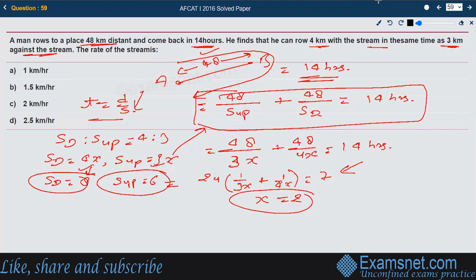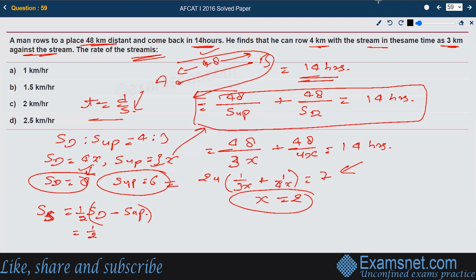He wanted us to calculate the rate of the stream. So the rate of the stream can be found out as the downstream speed minus the upstream speed, and half of that. This is how the rate of stream is found out: downstream speed minus upstream speed, and half of that.